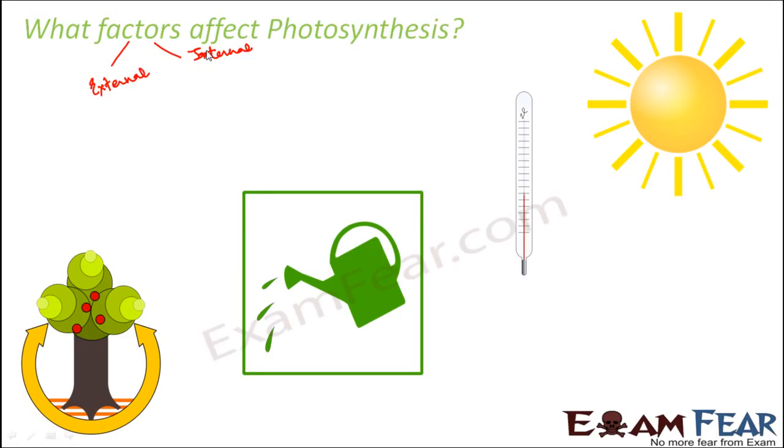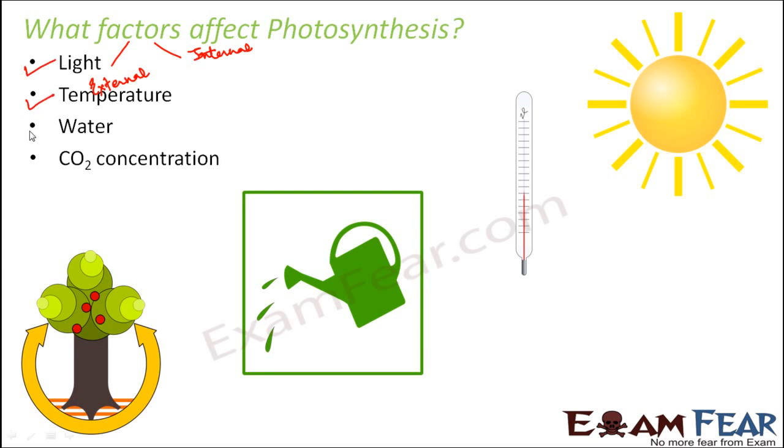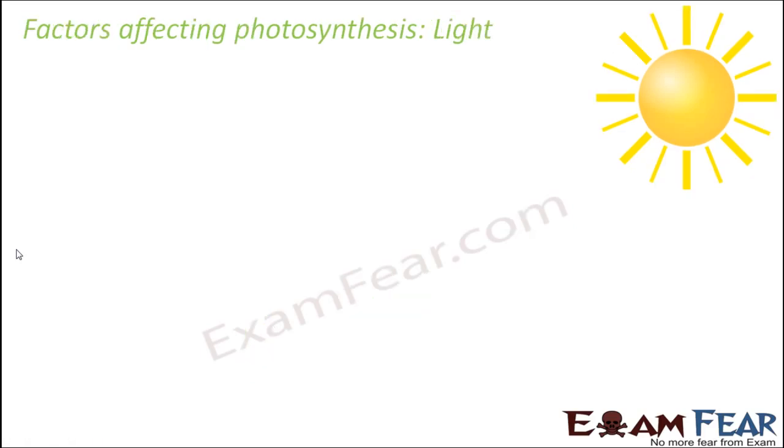Now let us quickly talk about some of the external factors. Some of the important external factors would be light, temperature, water and carbon dioxide concentration. These are the important external factors that can affect the rate of photosynthesis. Let us quickly see how each of these factors affect the rate of photosynthesis. We'll start with light. As we all know, light is extremely important for the process to take place. Without light, photosynthesis cannot take place. Correct? So let us see how the rate changes with the intensity of light.